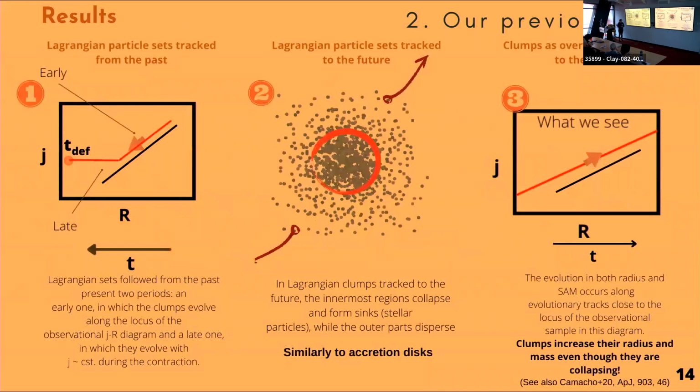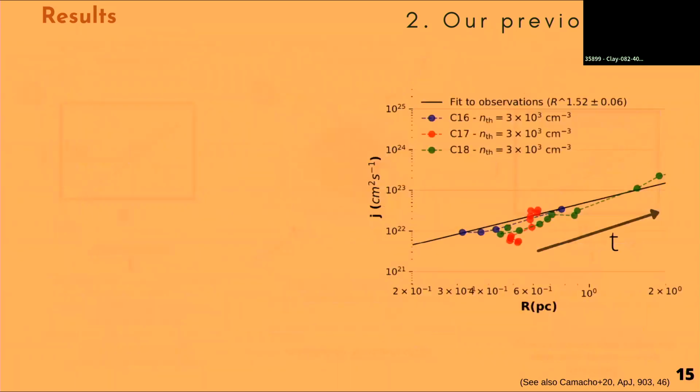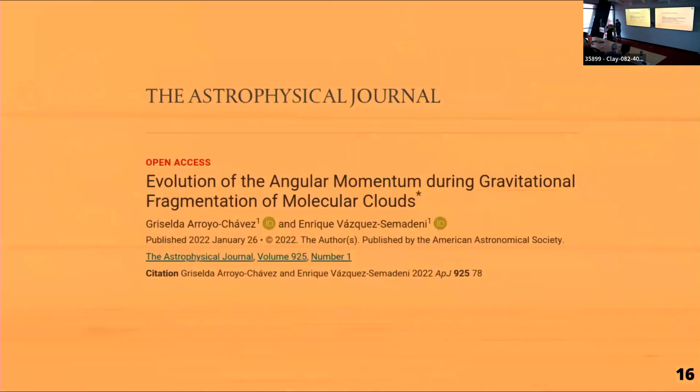And using the second approach, tracking clumps as overdensities at all times, we see how they evolve along the observational relation, again here in the black line. And it's very interesting because the clumps increase their radius and mass, even though they are collapsing inside. For example, here's how for these three clumps the evolution, from left to right, is along the observational relation. But okay, this is the paper if you want to see more details.